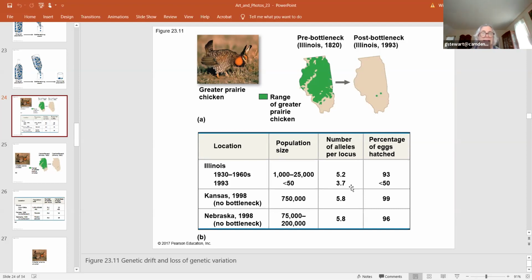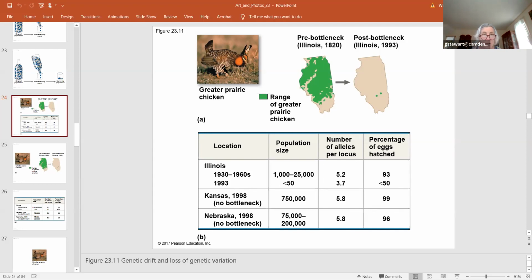You can see that originally the prairie chicken population, from historical data, which they could collect from molecular analysis of feathers and taxidermied prairie chickens, as well as the live populations in these states where there wasn't a bottleneck effect. Notice how many more of the young survive. And in the case where there's been a big bottleneck, only about half of the eggs actually hatch.